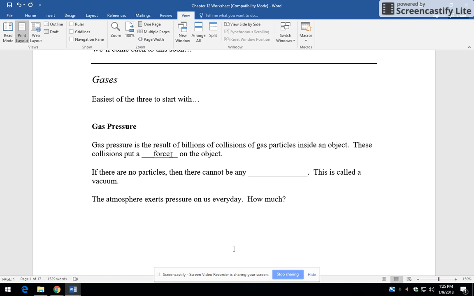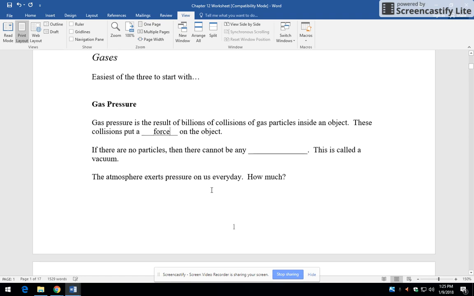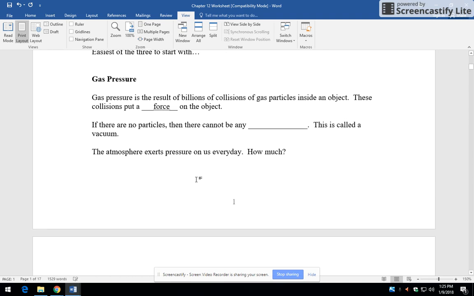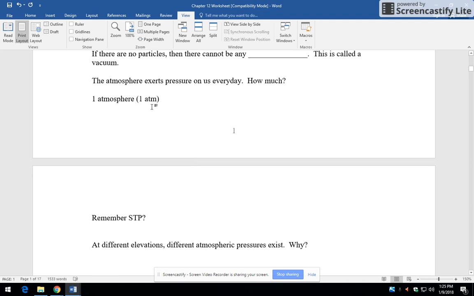The atmosphere exerts pressure on us every day. The entire atmosphere is above us. How much pressure? Well, you certainly can call it 1 atmosphere or 1 atm. Don't write ATM in caps, because that means like the thing you get money out of. So that's not it, 1 atmosphere. And duh, we live under 1 atmosphere.